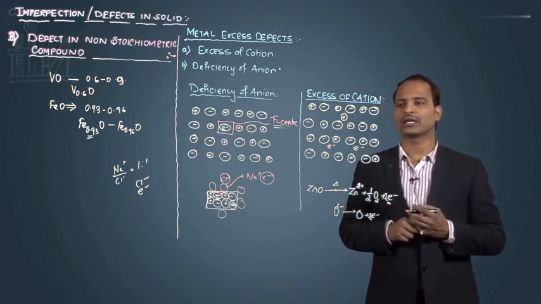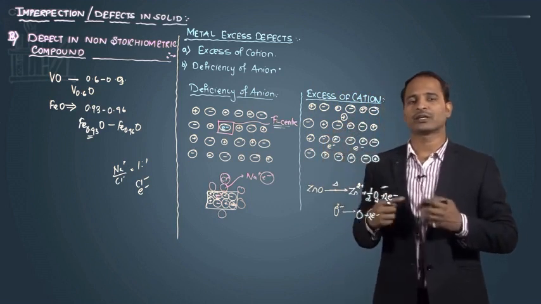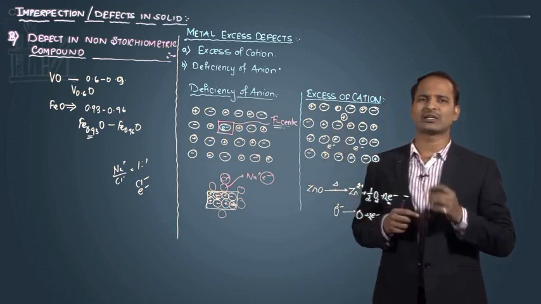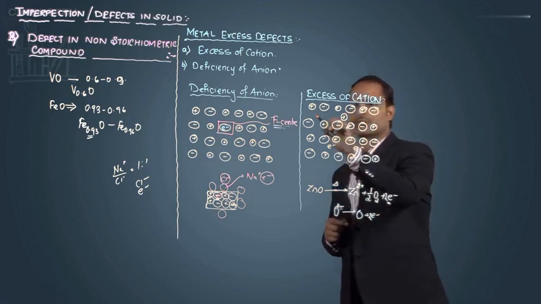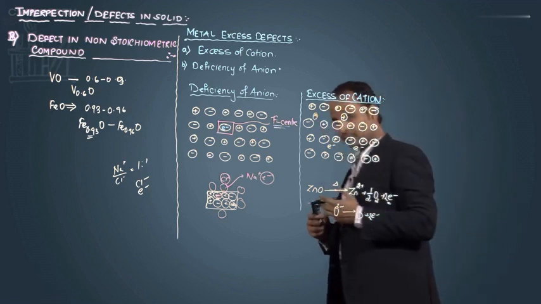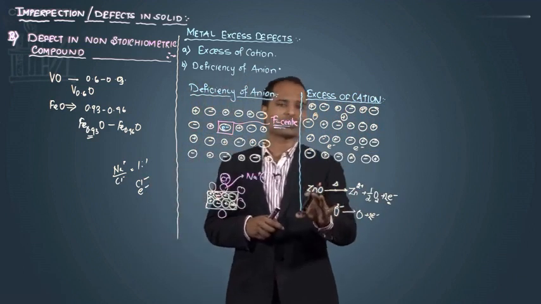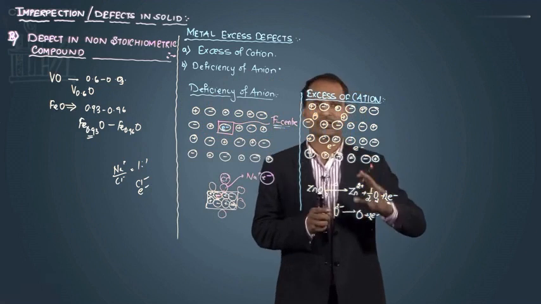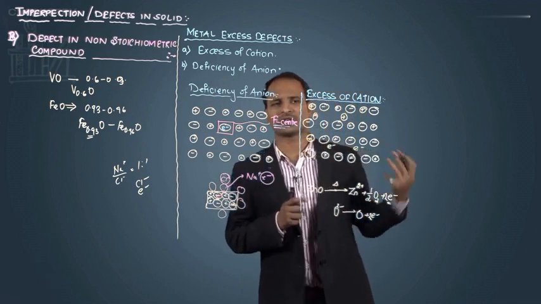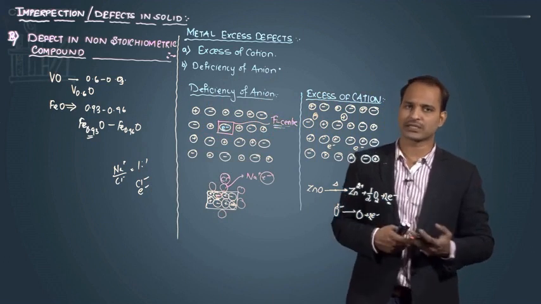So ultimately here again, the cations are more in number, you can count, but the anions are less in number, but ultimately the charges are going to be the same. Suppose there is a 1 plus, so electrons have been increased. So this is about the excess of cation, and this excess of cation is because of such reactions, where the oxide ions get converted into the gaseous state, leave the crystal lattice, and so zinc ion increases.